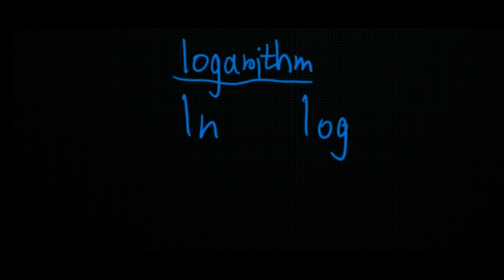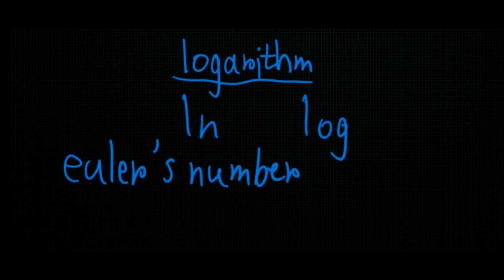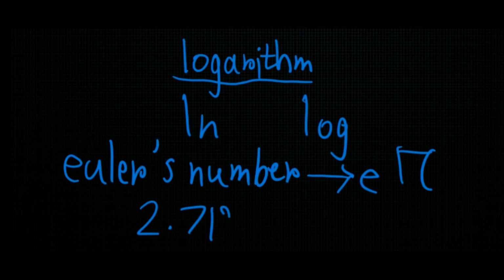On the other hand, a natural log contains only one fixed base, which is called Euler's number, denoted as e. And just like pi, Euler's number is also irrational, meaning the value can continue on forever without a repeating pattern. Some of the digits of Euler's number are 2.7182881 and so on forever.